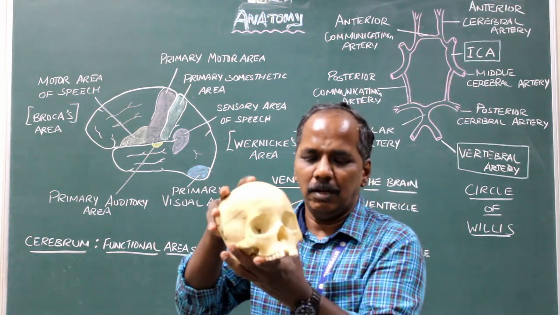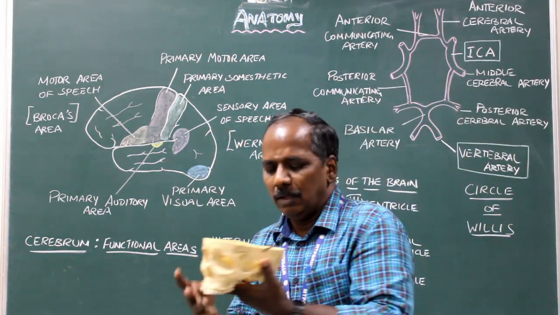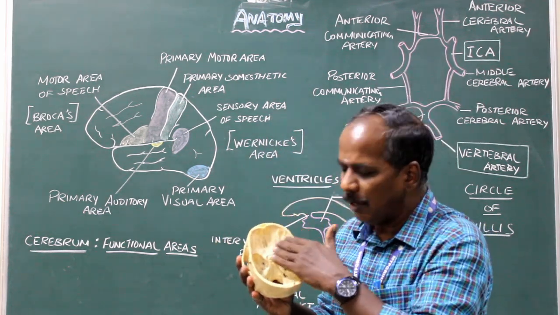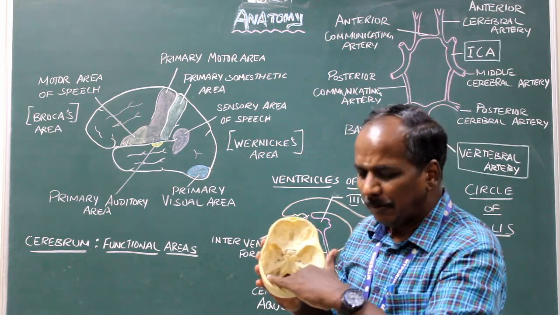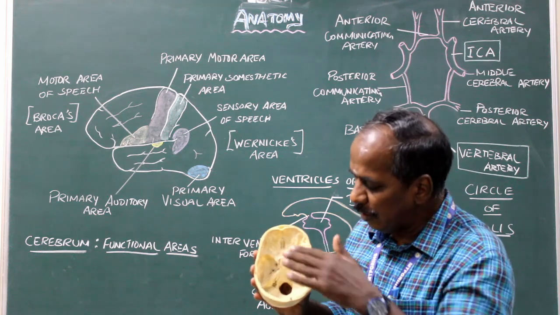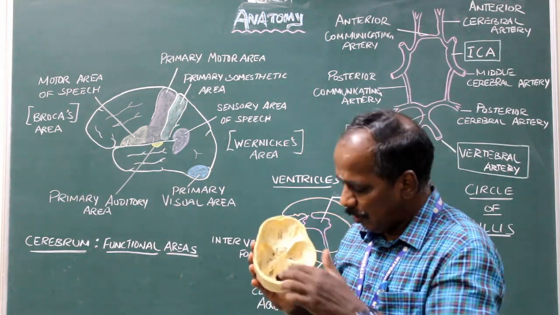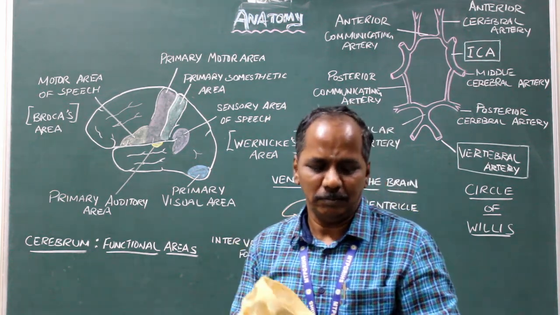So this is the skull, the cranium. I have opened the cranium. This is the anterior cranial fossa. This is the middle cranial fossa. And this is the posterior cranial fossa. The cerebrum is situated in the anterior and middle cranial fossa. The posterior cranial fossa lodges the cerebellum.